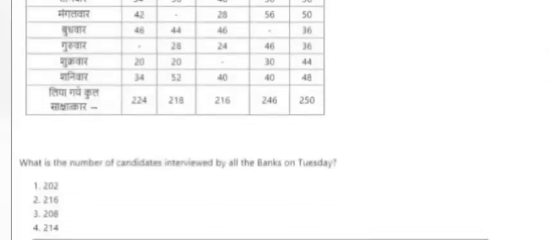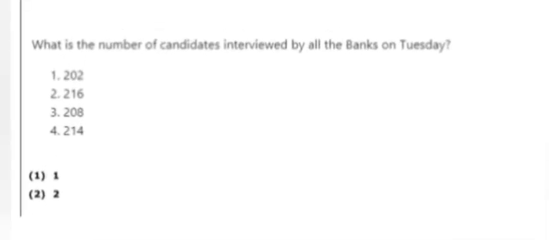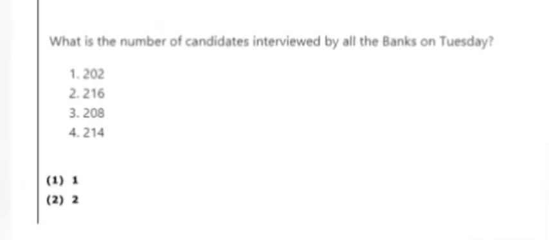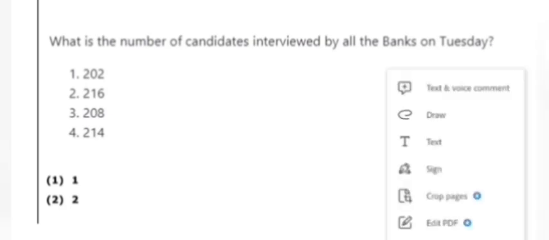Next question says, number 3. It says, what is the number of candidates interviewed by all the banks on Tuesday? 202, 216, 208, 214. What will be correct? It will be 2 and 4.